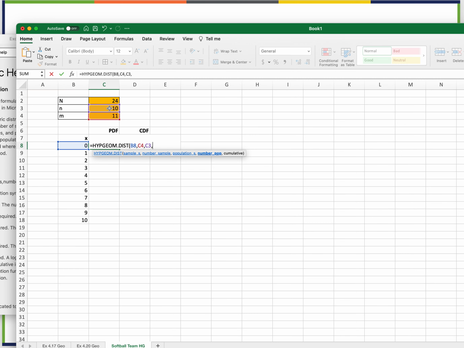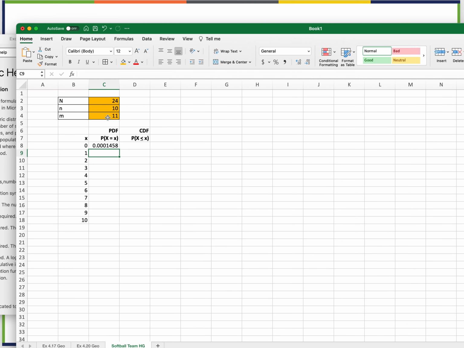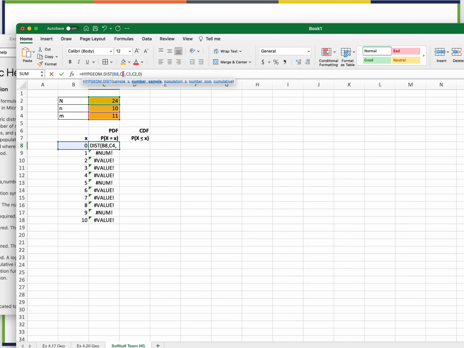24. And what's the total number in the population? That would be 10. Then 24. And then I want to make it 0. So the probability of getting 0 men on a team is that. The probability of getting 10 men on a team, it doesn't like that, because what do I have to do? I have to put dollar signs around everything, all the C ones.